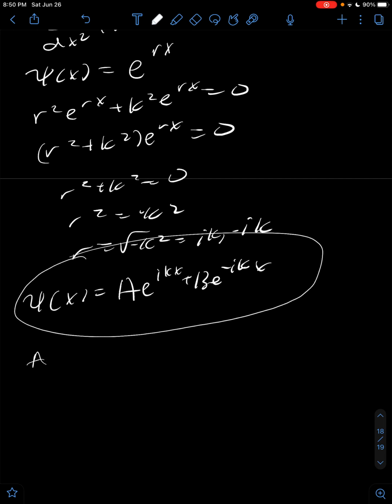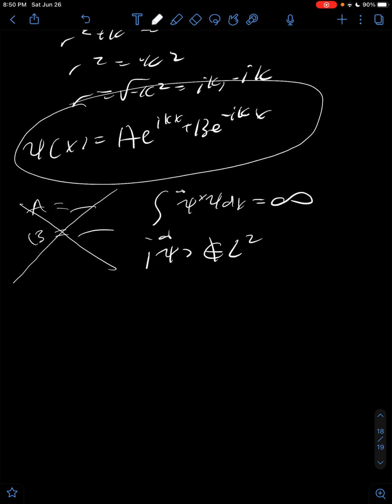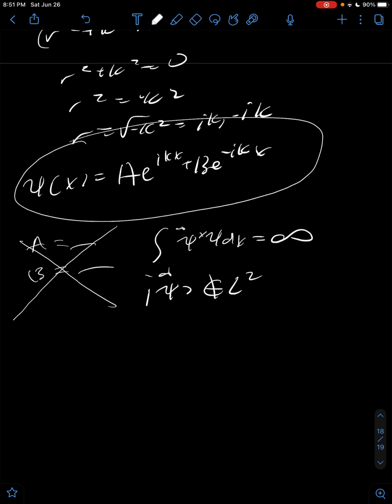So one might ask, what are the values for A and B? Well, we can't actually find those values since this is not a real physical state. You can't normalize it at all, right? The integral to infinity of psi dx is infinity, which means that psi does not exist in a Hilbert space, L squared. It's non-normalizable, because there are no boundary conditions anywhere.